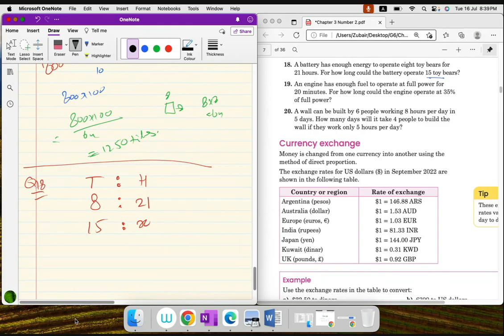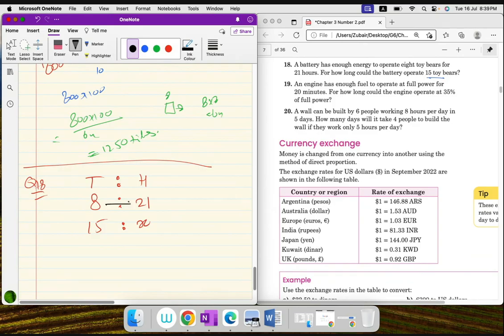A battery has enough energy to operate 8 toy bears for 21 hours. Now see, for how long will the battery operate 15 toy bears? The number of toys is increasing, so the same battery will operate for less time.